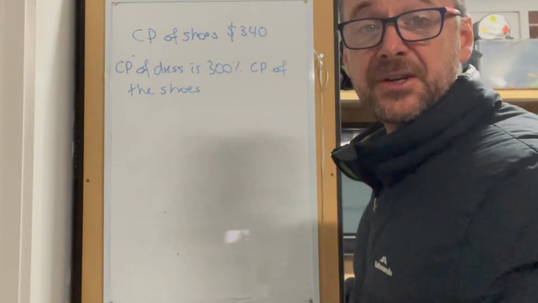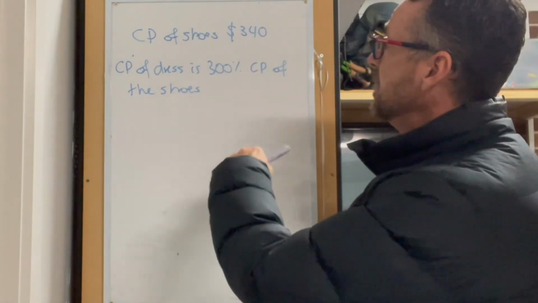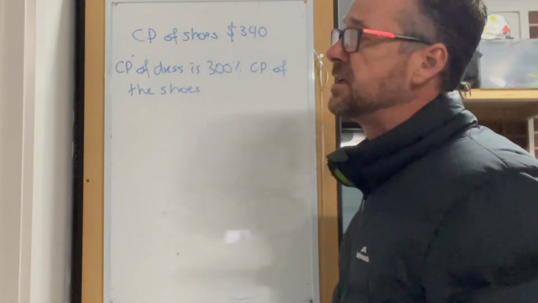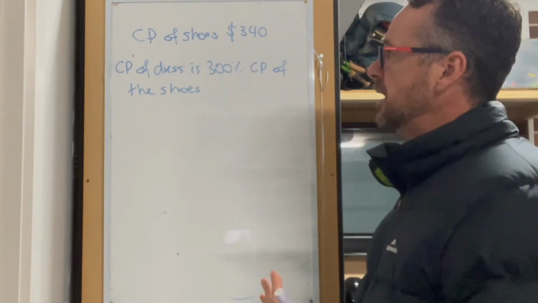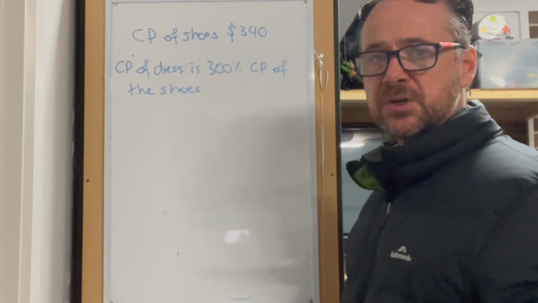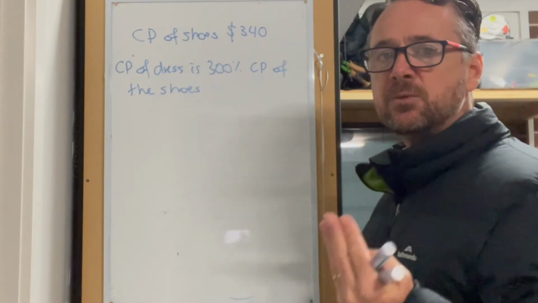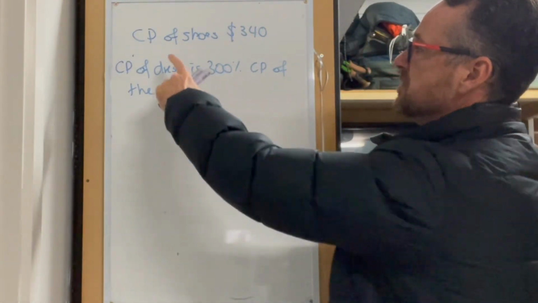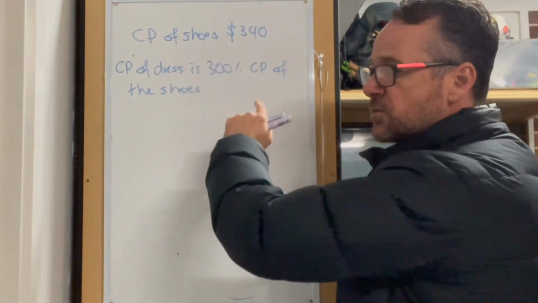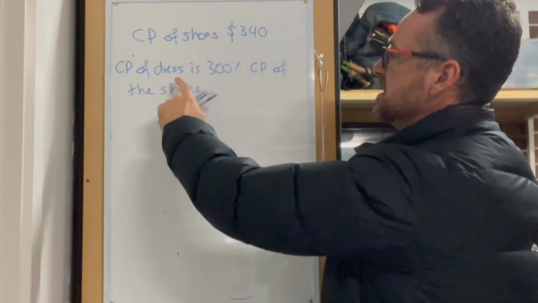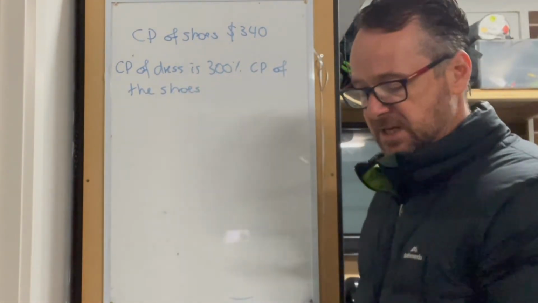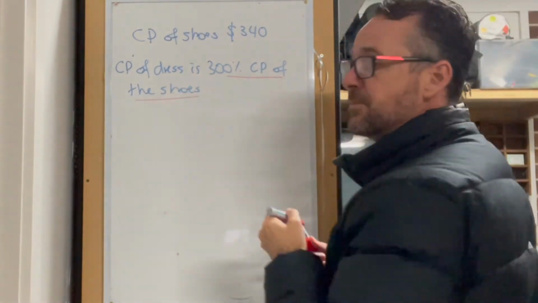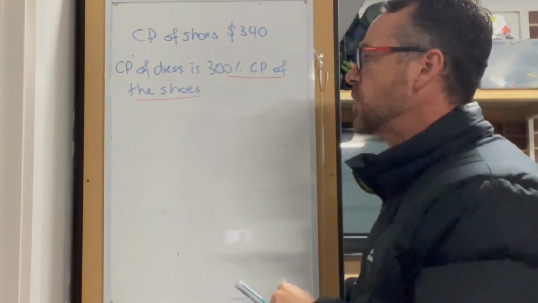Okay, change of venue. So this question looks at this idea of an outfit, and it gives us some items in that outfit. I think crucial in reading this question is to carefully read where it says things using "of". So for example, it tells us the cost price of the shoes, $340, so there's a bit of key information. Then it tells us this statement here. The cost price of the dress is 300% the cost price of the shoes. And that statement on its own gives you the equation, okay?